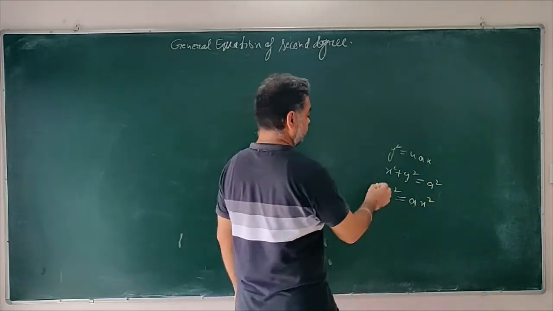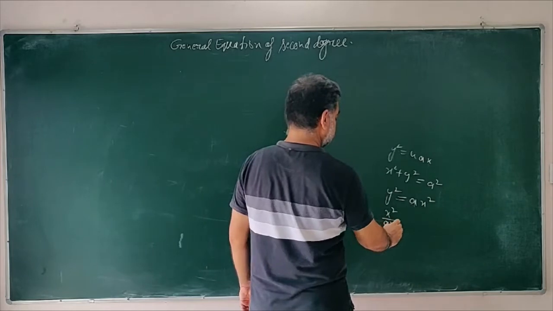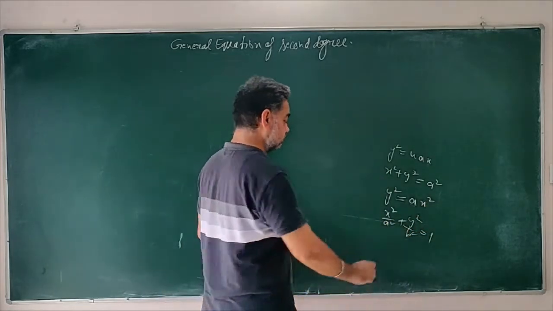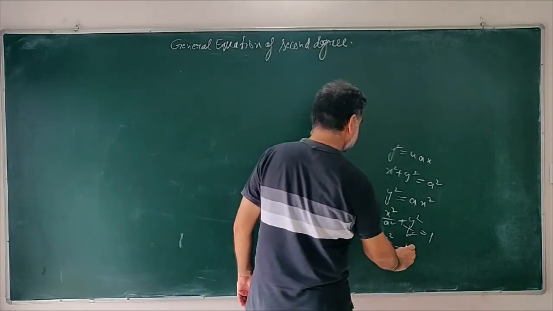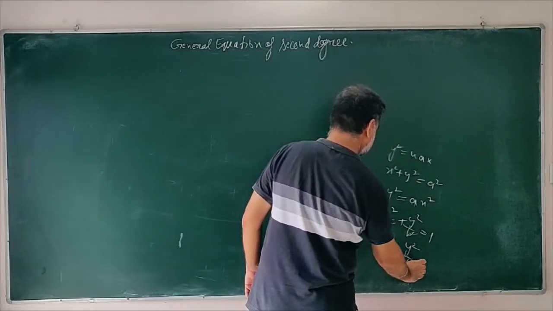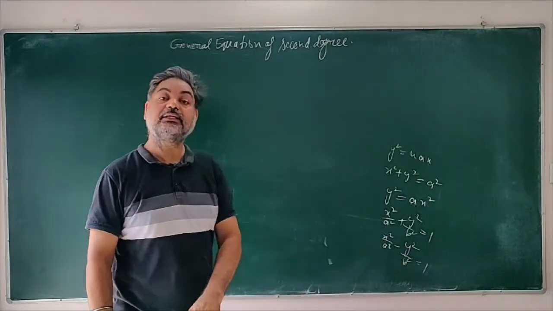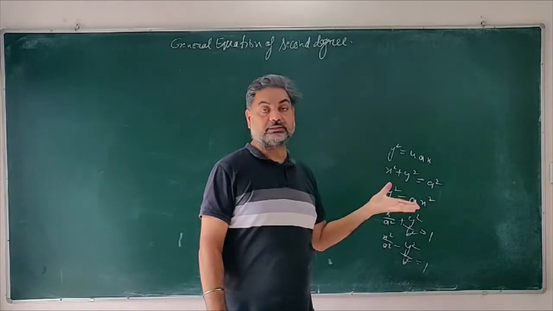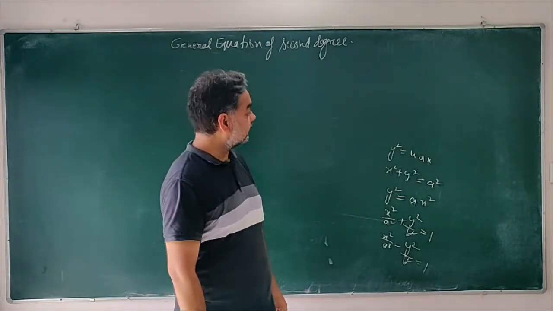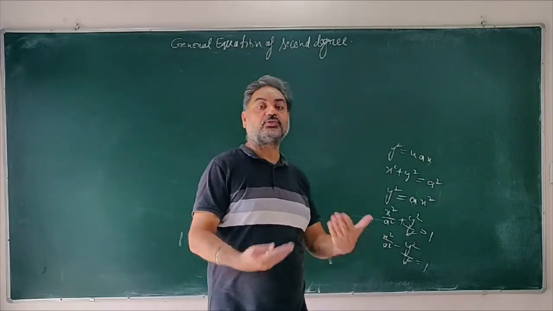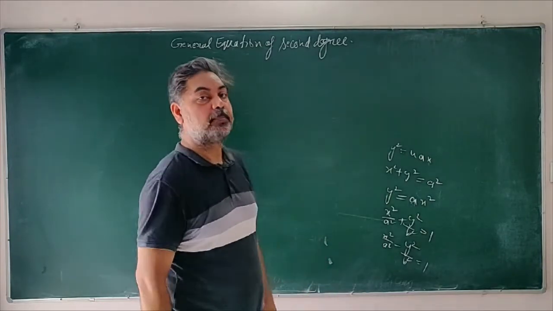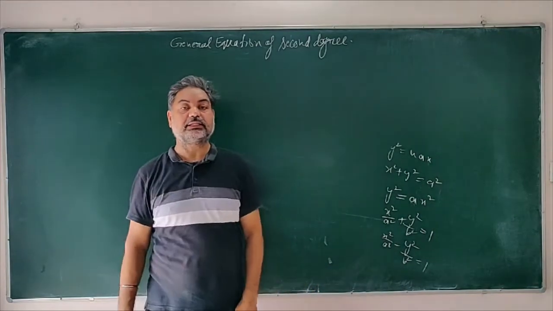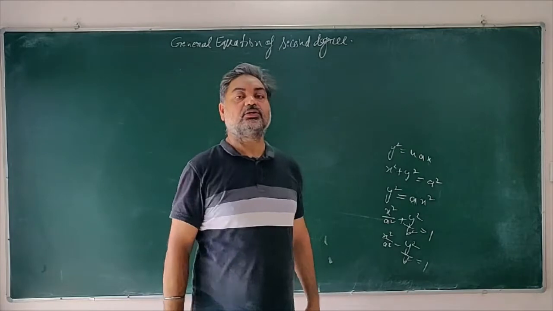And the equation of an ellipse, and similarly the equation of a hyperbola. All these equations are second degree equations in x and y. So the equation of a conic section is always a second degree equation in x and y. Now today we will discuss the converse part of this. Today we will show that every general second degree equation always represents a conic section.